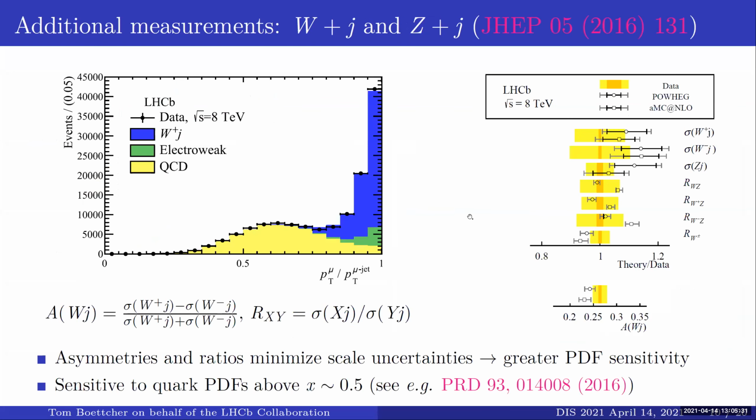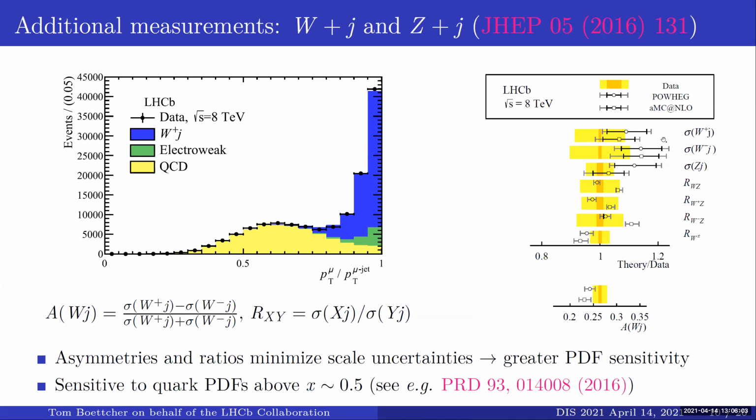LHCb has also measured W and Z production in association with jets. This plot on the left shows how we measure the W boson yield. We use this isolation variable, which is the ratio of the pT of the muon to the pT of the jet that the muon is clustered into. You can see that W bosons tend to be very isolated, and this lets us measure our W plus jet yield. The results are shown on the right.